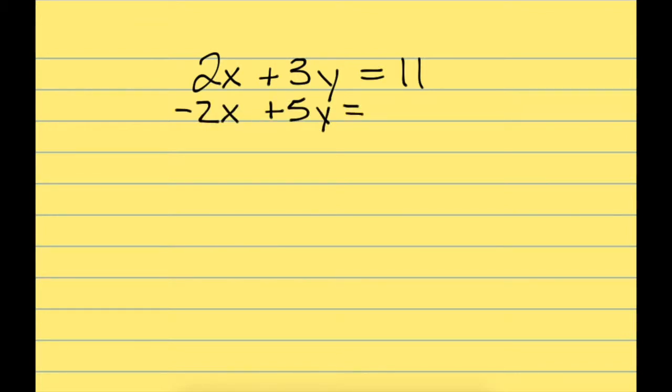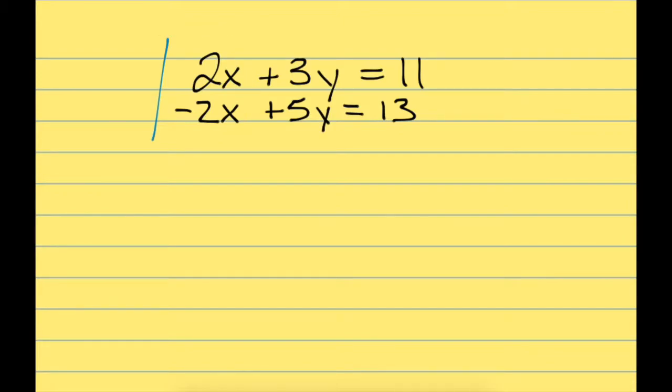So if we have two equations, 2x plus 3y equals 11, and negative 2x plus 5y equals 13, we can see that it would be a bit cumbersome to use the substitution method, because we'd have to solve one of the equations for x or y, which is going to involve some rearranging and some dividing, and we're going to end up with a lot of messy fractions. What I want you to notice is that these two x terms have opposite coefficients. One is 2, the other is negative 2, and that's a real good indication that we're going to want to use elimination.